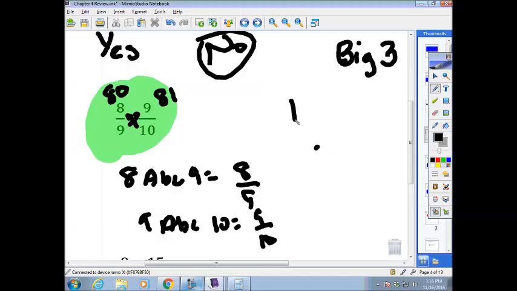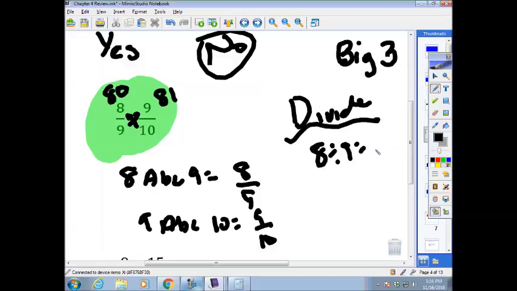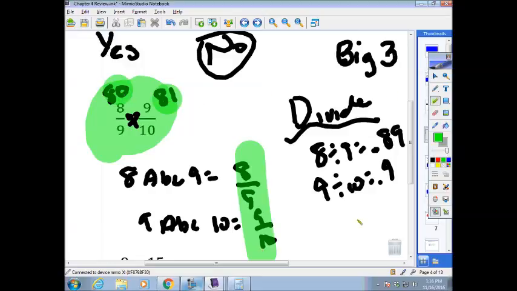The last one is divide. That is where you do 8 divided by 9. You don't have to show the division. That's 0.8 repeating, which is about 0.89. And then 9 divided by 10 gives us 0.9. Are those the same? We didn't get the same cross products. We didn't get the same simplified ratio. We didn't get the same answer after we divided. Therefore, the answer is no. Everybody got that?